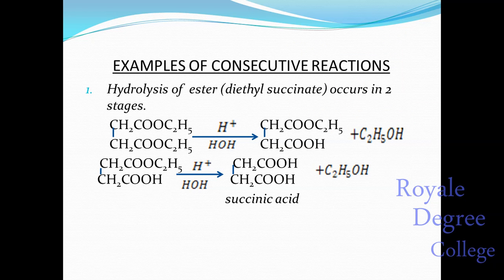Next, we will see the examples of consecutive reactions. The first example is hydrolysis of ester. Here we are taking diethyl succinate. It is an ester. It occurs in two stages.